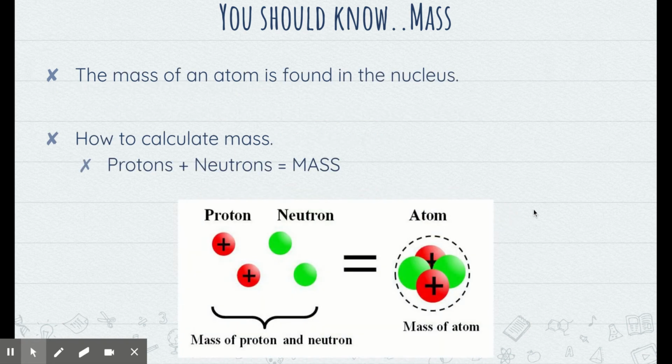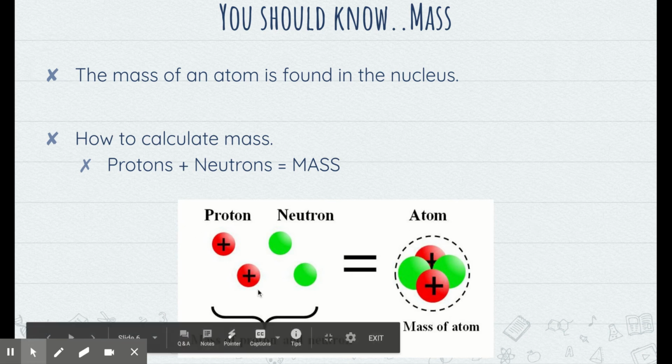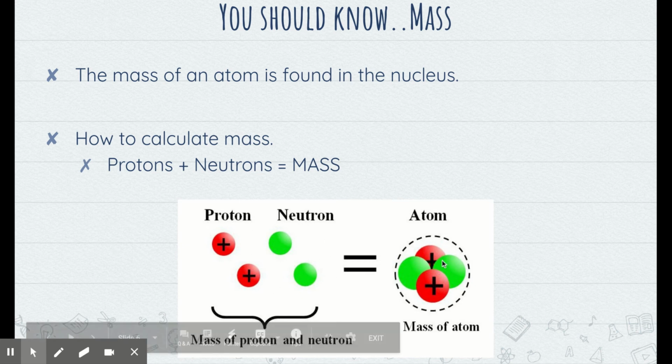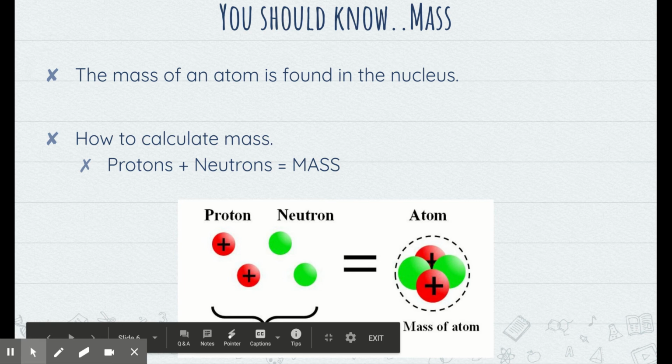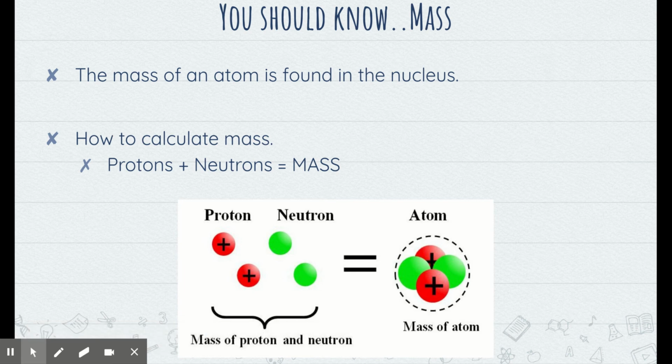You should also know the mass of an atom. So remember, the mass of the atom is found in the nucleus. And the way we calculate mass is we count the protons and the neutrons. So you count them, you add them all up, and that's going to give you the mass. Not the electrons. They are so small, we don't look at them right now, okay? So you only concentrate on protons and neutrons in the nucleus to calculate mass.